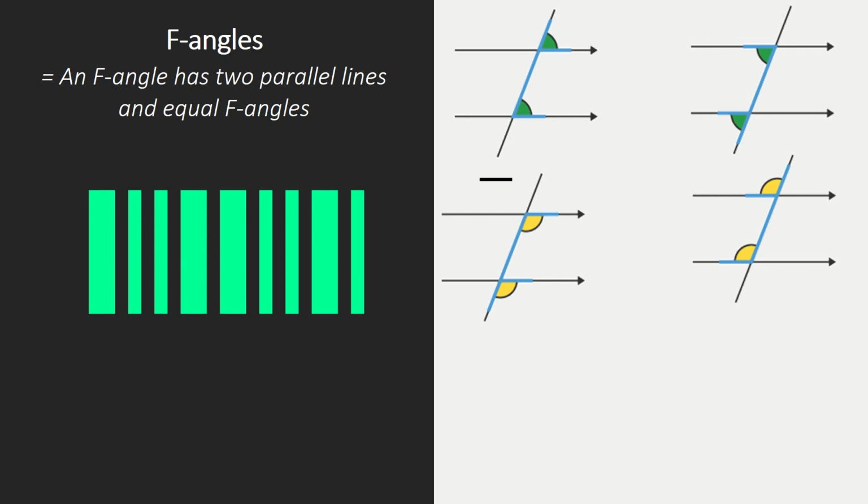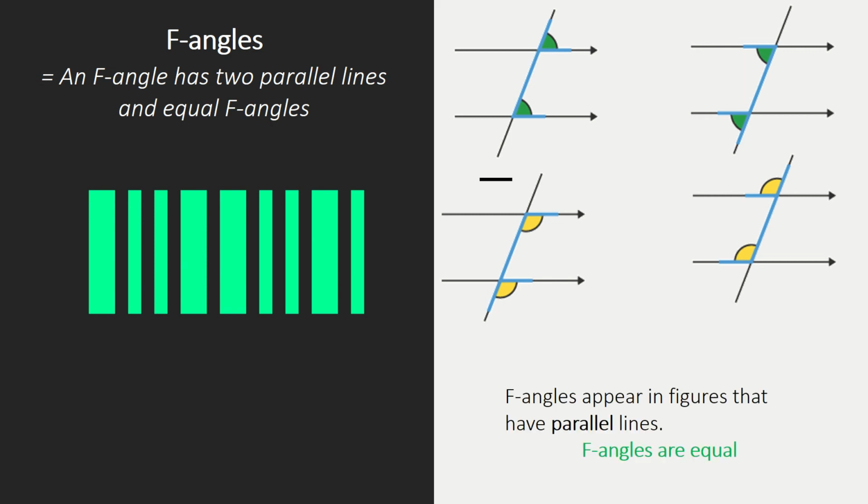So really important is that F angles appear in figures that have parallel lines. F angles are equal. I've already colored it. If we have a look at the F, then this angle and that angle are equal. So not this and that, but really the ones that are enclosed by the blue line.